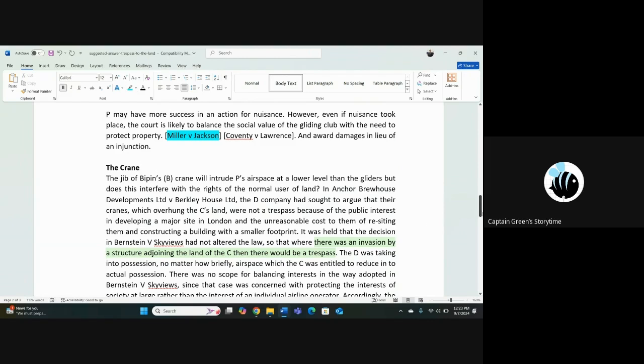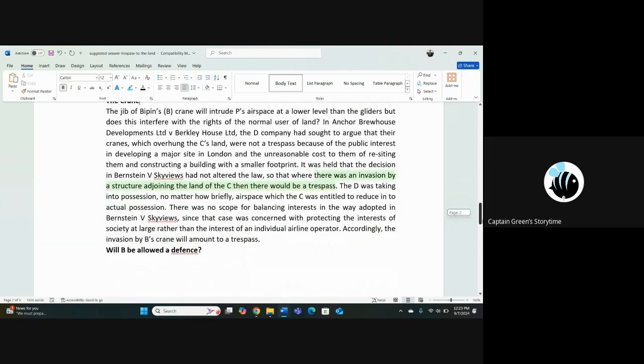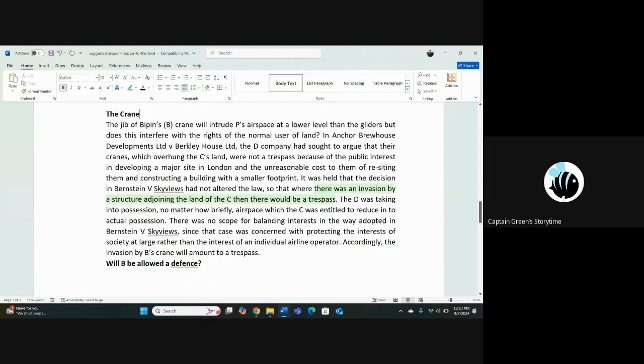Now, coming to the second situation, which is that the jib of the crane will intrude into a space at a lower level than the gliders, but does interfere with the normal use of the land. We just studied whether or not it interferes with the rights of normal use of the land. The question is this: in Anchor Brewhouse Developments, this is the case. Note it down: Anchor Brewhouse Developments Limited.